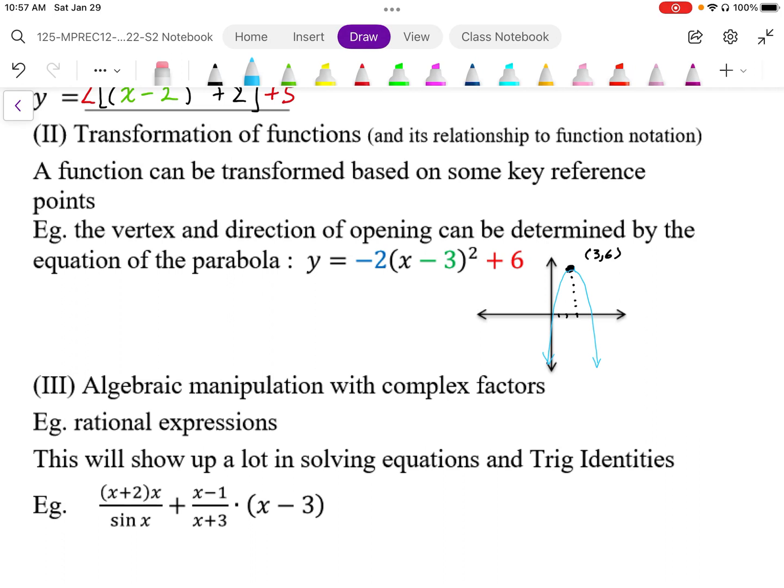We can see it in the parabola. We can extend this idea to all functions. And to do this, we need some reference points. When we talk about key reference points, we're talking about, for the parabola, the vertex. For other graphs, it might be something different, but for the parabola, it's a vertex. And we always want to find key reference points to be able to do transformations.